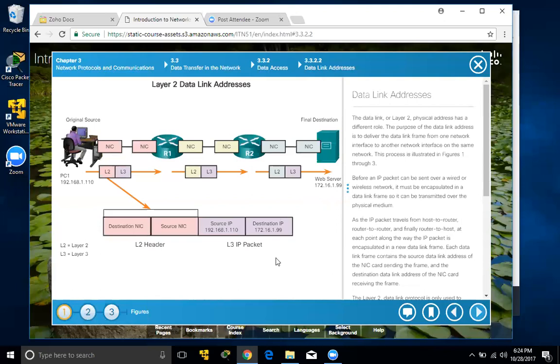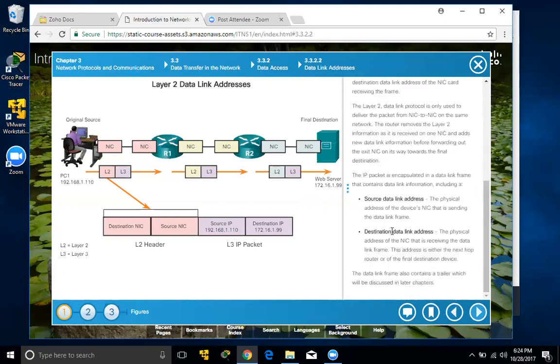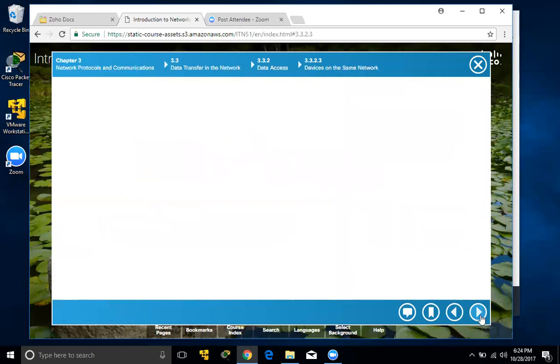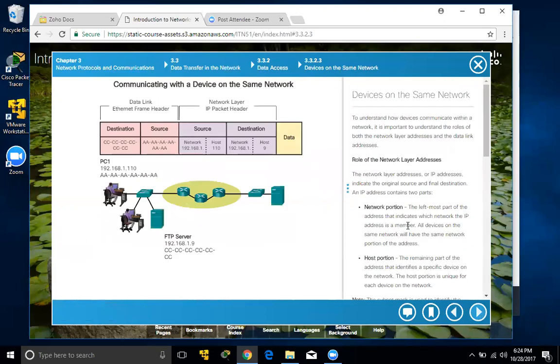Data link addresses, MAC addresses, probably not needed to get too far into that level of thing just yet. Again, understand the concept of layer 2 stuff, but it's not essential. The network side, the IP addresses, are. That's going to come up a lot. So read through this one.